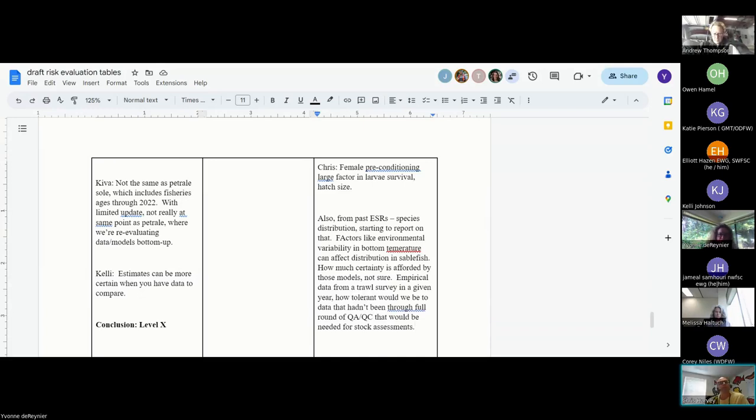Okay. Thanks, Chris. I think that is something we've talked about in general, this question of whether there's environmental information that could give us some ideas of what's been happening in more recent year classes than those that might be addressed in the stock assessment.